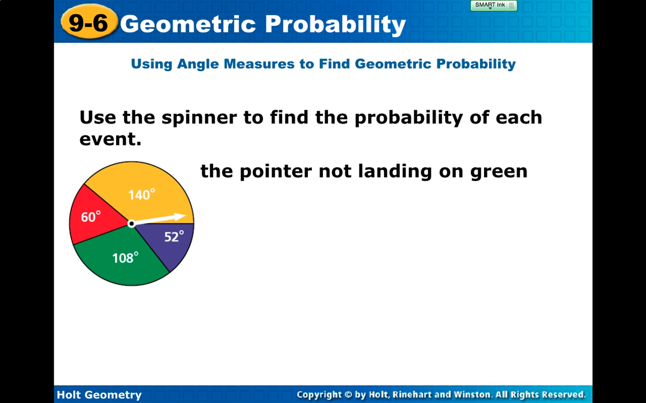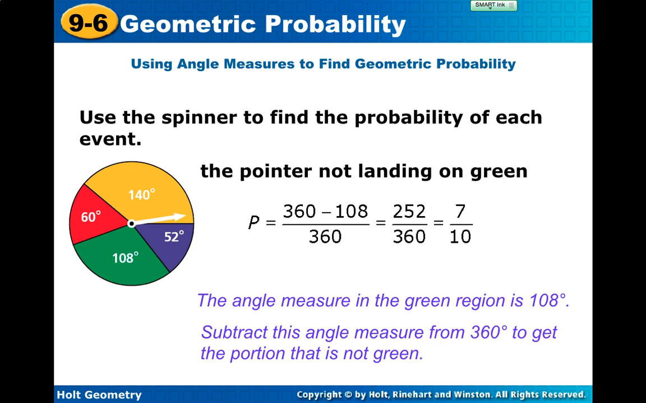Okay, the probability of not landing on green. You can do this two ways. You can either get the probability of it happening and subtract, or add up all the regions where it's not green, like an OR would be. Personally, I add up the regions where it's not green. So how much did all of these add together? 252 out of 360. 7/10.